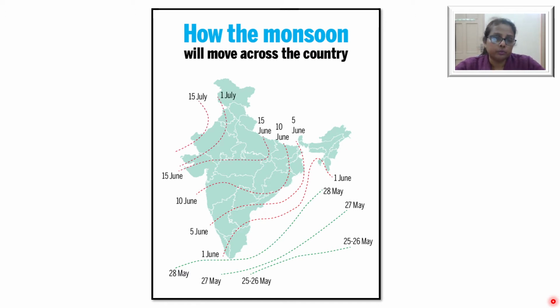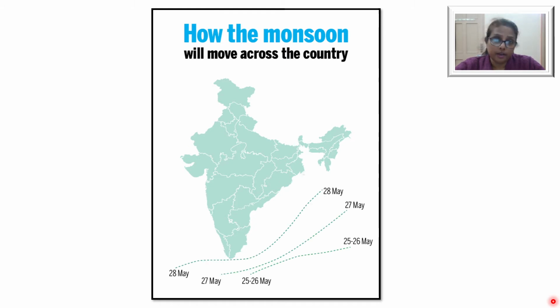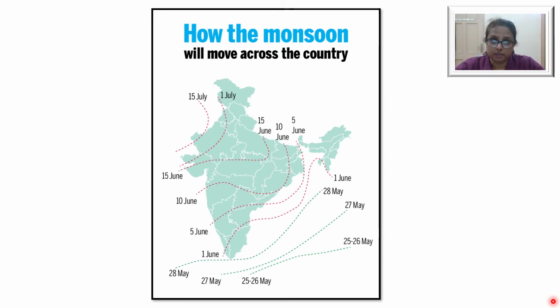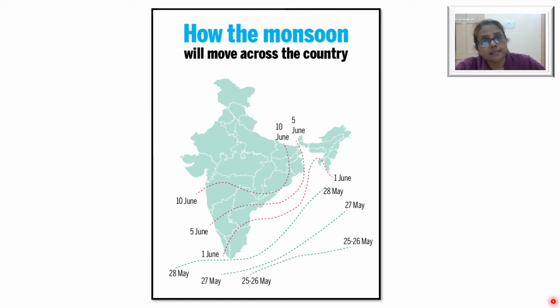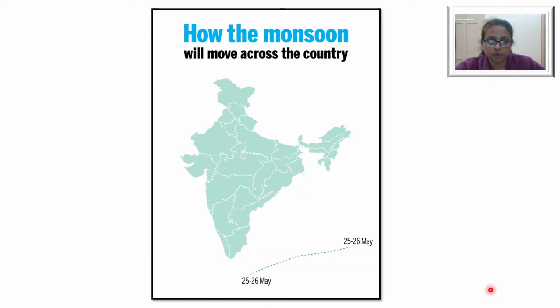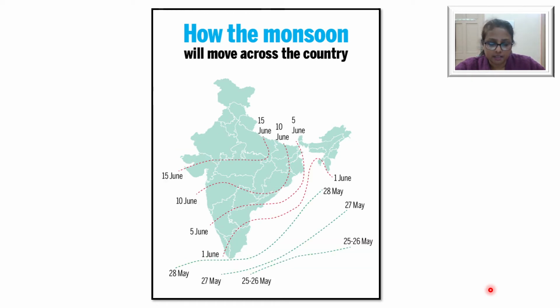Now the monsoon winds. The word monsoon is derived from an Arabic word, Mausim, which means season. And the monsoon is a typical example of a periodic wind. It is also similar to land and sea breeze. The only difference is that it is not a daily phenomenon.